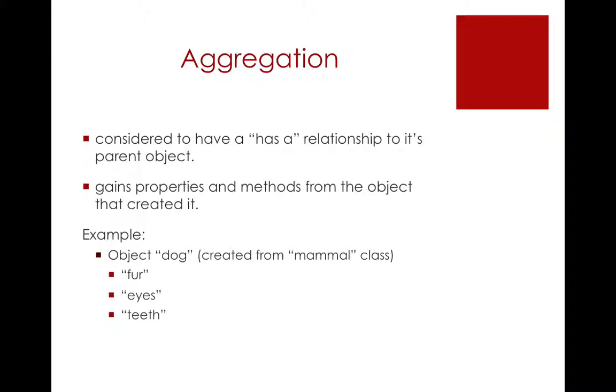Aggregation is considered to have a has-a relationship to its parent object. When created, it gains the properties and methods from the object that created it. An example would be a dog object would gain fur, eyes, and teeth from the mammal class.